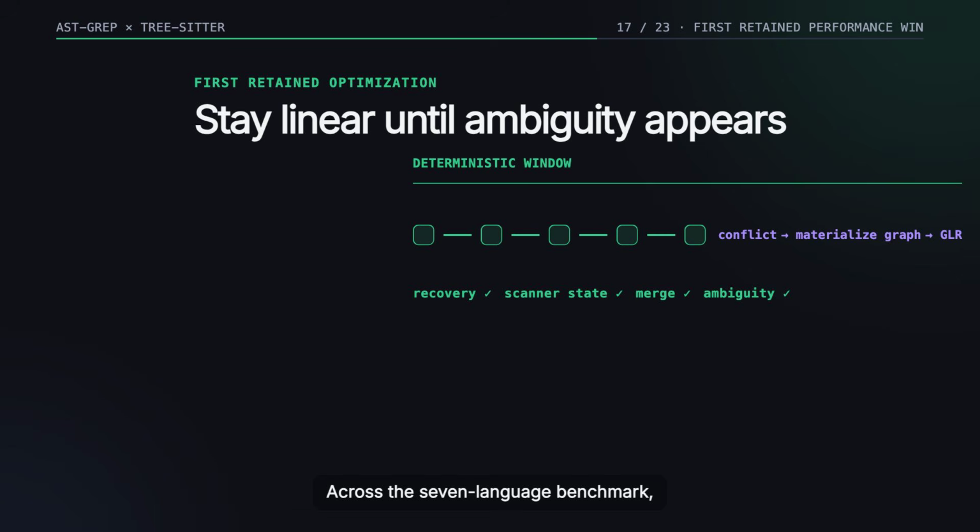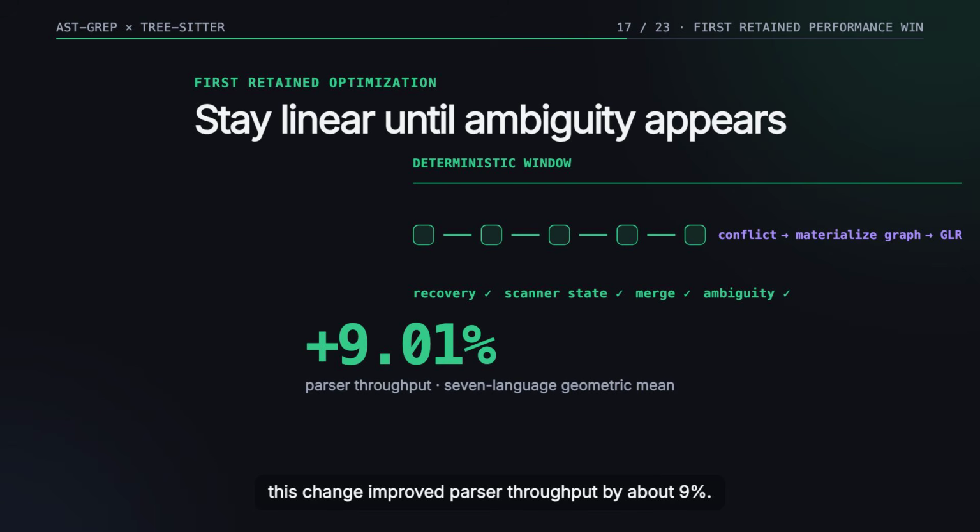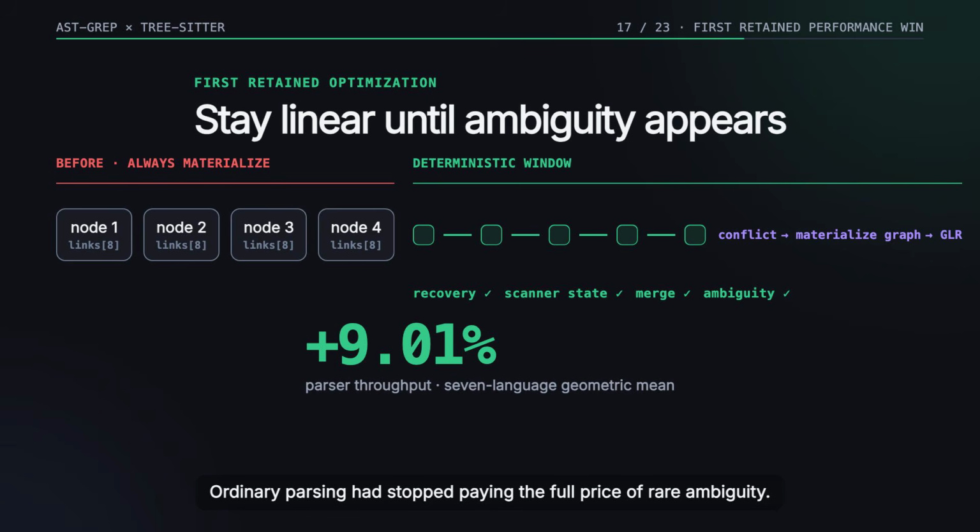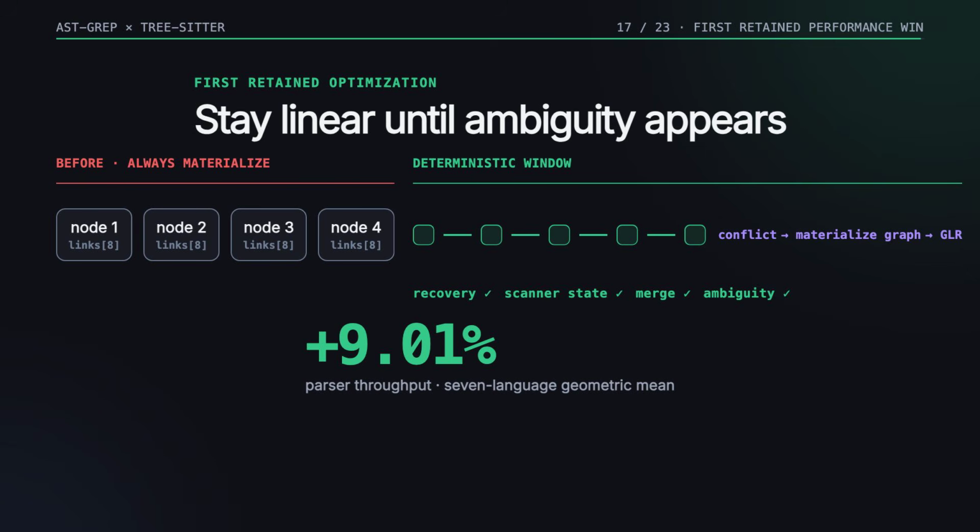Across the 7-language benchmark, this change improved parser throughput by about 9%. JavaScript, Python, Rust, and TypeScript gained the most. Ordinary parsing had stopped paying the full price of rare ambiguity. This was the first major performance improvement retained after the full revert. One measured mechanism, one explainable change, and a 9% parser win.